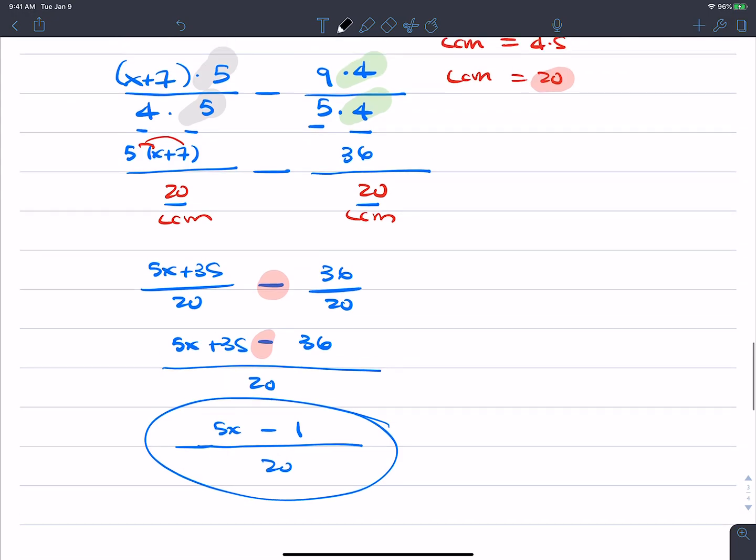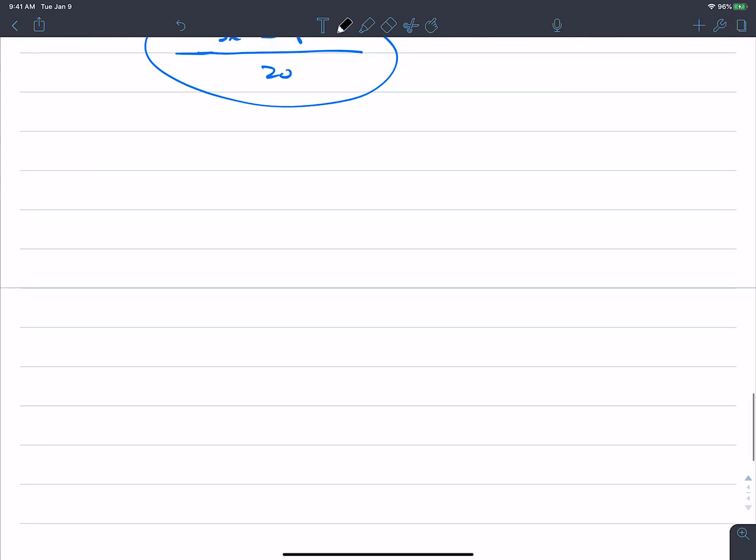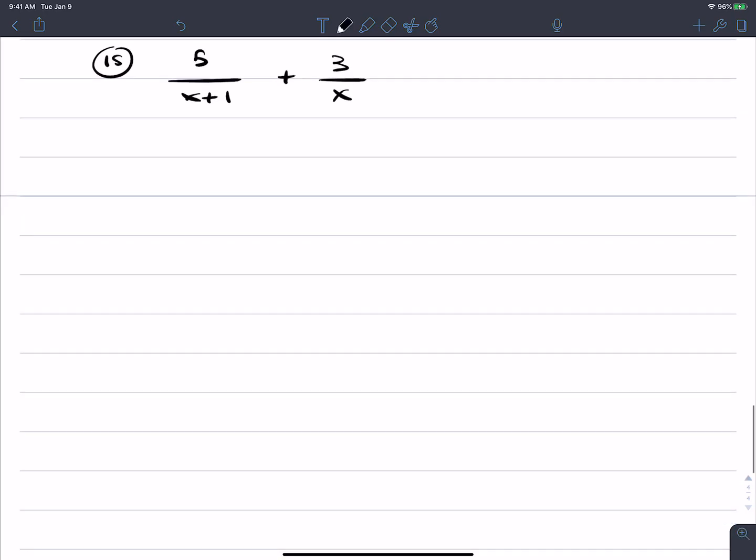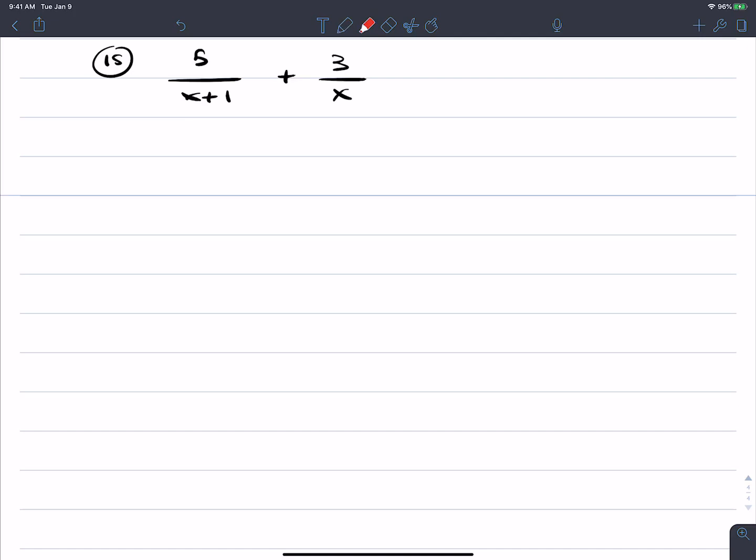So that's going to bring us, since we did 13, that brings us to 15. And we get 5 over x plus 1 plus 3 over x. We're going to need the LCM of the denominators because these fractions are not like. Okay, they're unlike fractions, x plus 1 and x. They're unlike.